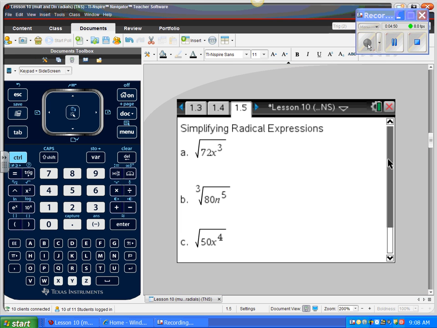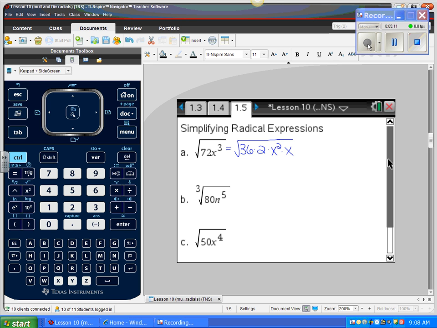Okay, square root of 72x cubed. How are we going to break it down? No. No, ma'am. 36 and 2. If you use 9 and 8, you'll have to reduce the second time, which is more work than you want to do. Okay? Okay, x cubed, how are you going to break that down?